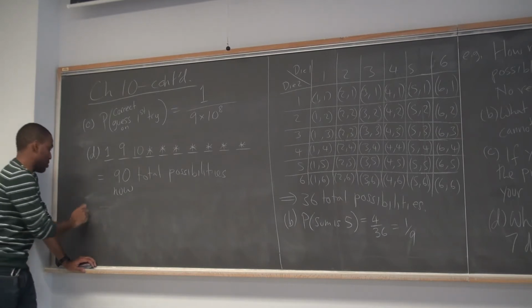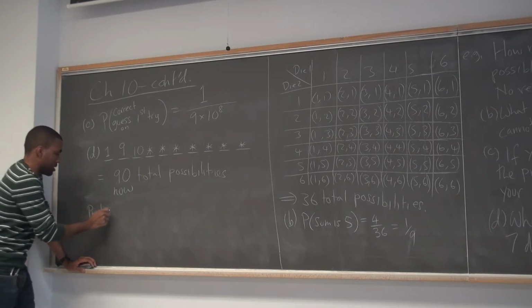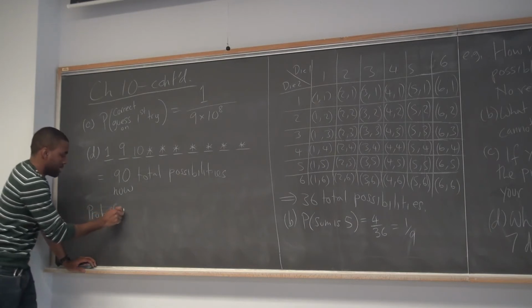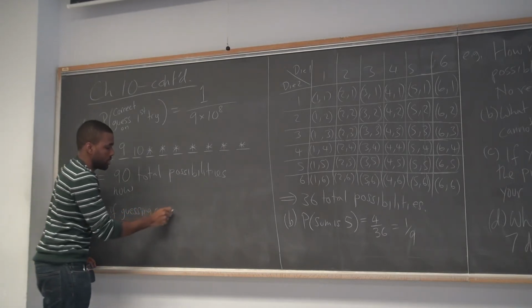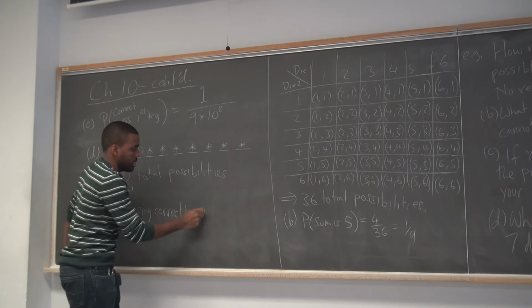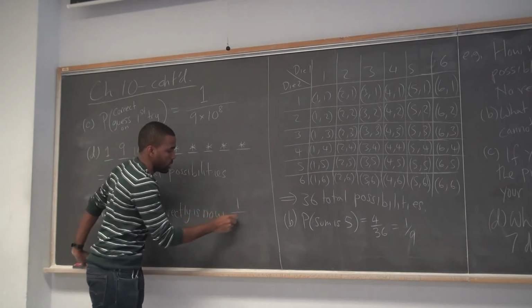So the probability of guessing correctly is now 1 out of 90.